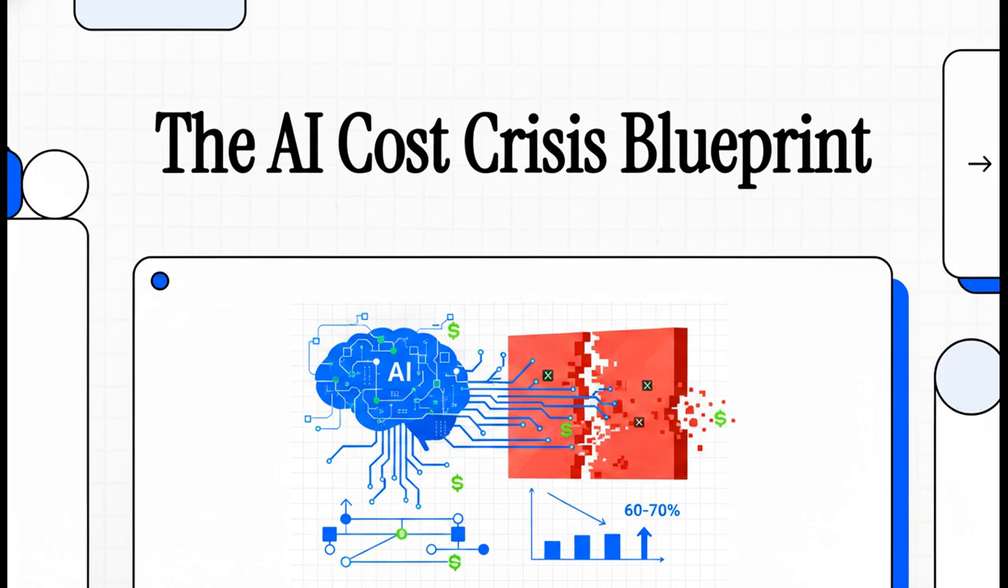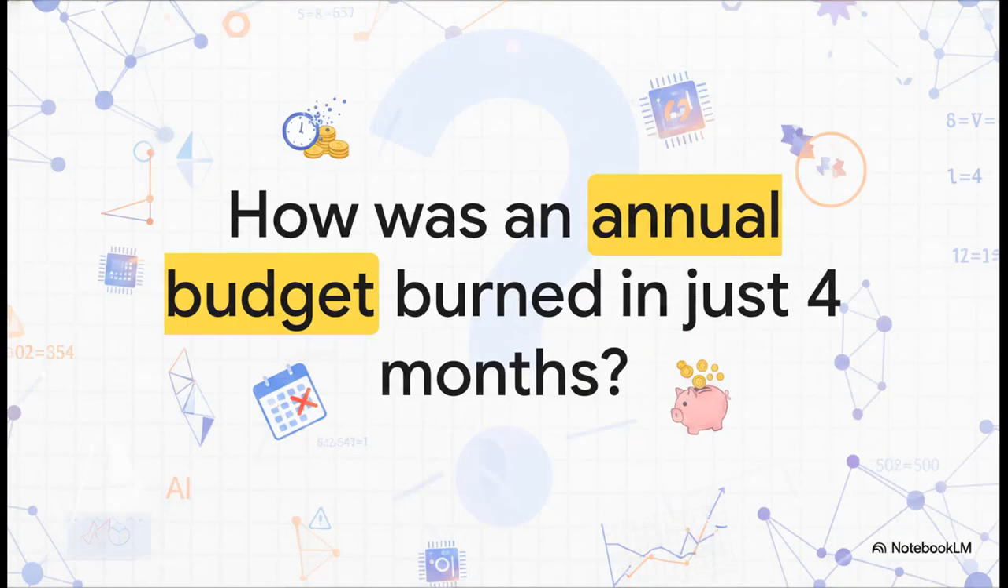Let's dive right in. So imagine this. A massive global logistics giant sets aside an entire annualized budget for a brand new enterprise AI development assistant. They think they're set for the year, but then they burn through the whole thing in just 4 months. 4 months! A budget meant to last 12 months just completely evaporated by April. How does something like that even happen?